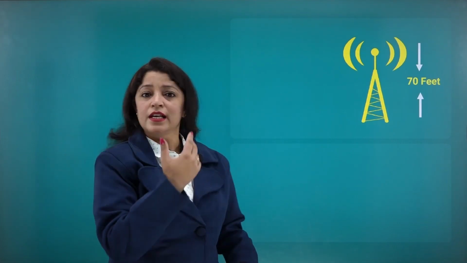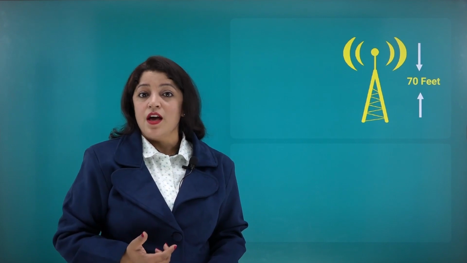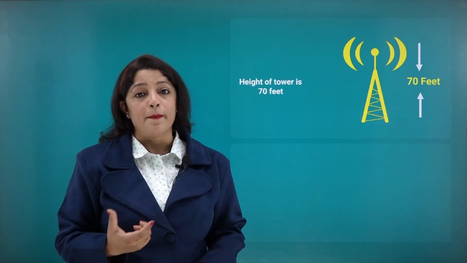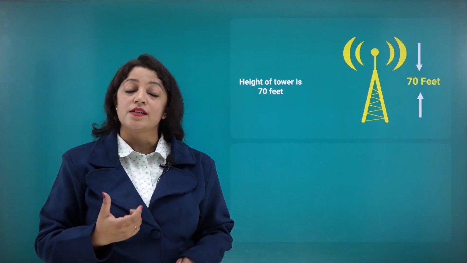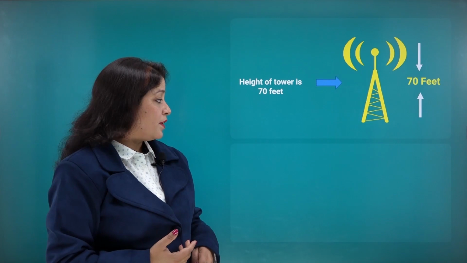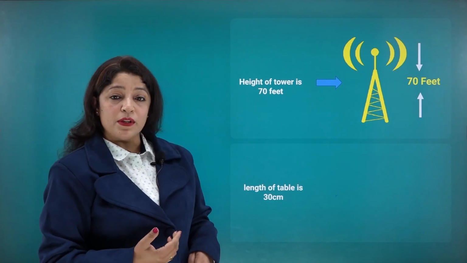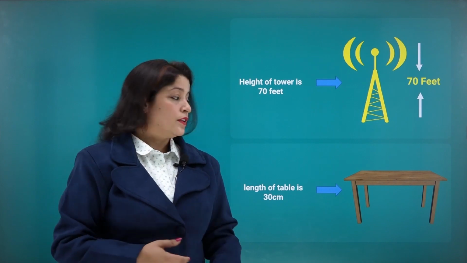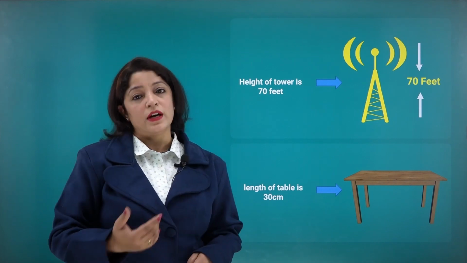Now let's take an example where we can use these numbers. Suppose there is a tower given to you and the height of the tower is given as 70 feet. Now this 70 feet you are measuring, this is a number. So 70 here is a natural number. Similarly, if I give you an example of the length of a table, it is 30 centimeter in length. So here the number 30 is also a natural number.